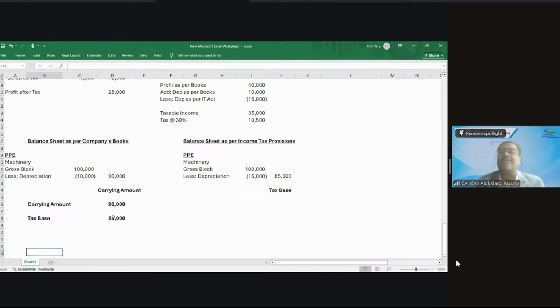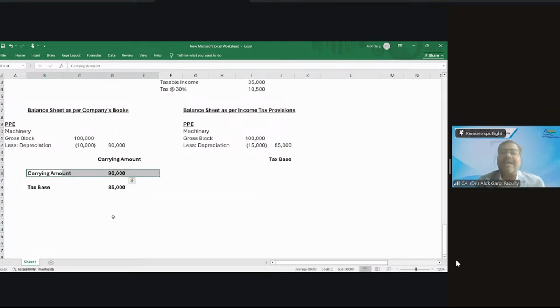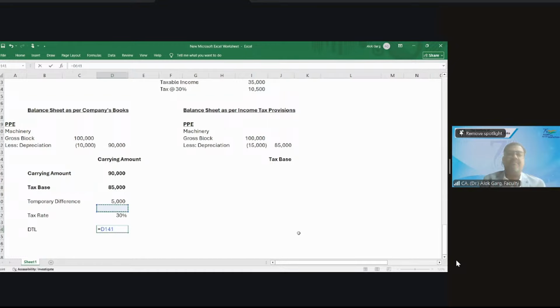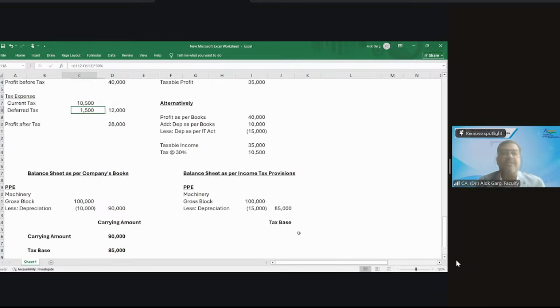So friends, the difference, carrying amount minus tax base, is known as a temporary difference. What is the temporary difference? 90,000 minus 85,000, which is 5,000. And then you need to apply your tax rate. What is your tax rate? 30%. 30% on 5,000. Now, what is your DTL in this transaction? 5,000 multiplied by 30%, 1,500. So the same number, 1,500, comes out.